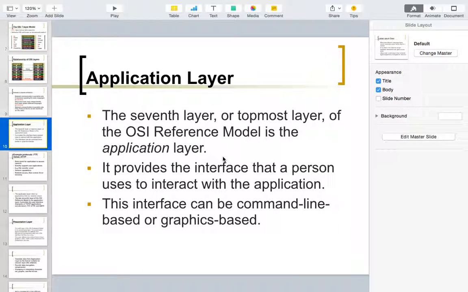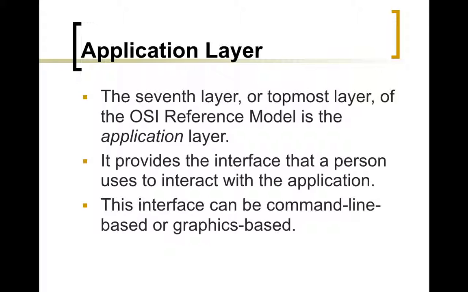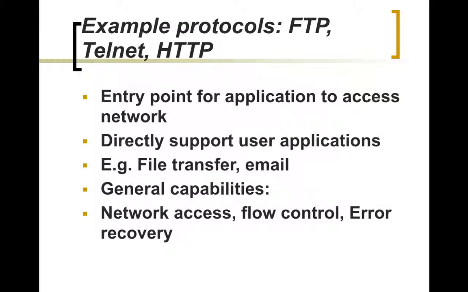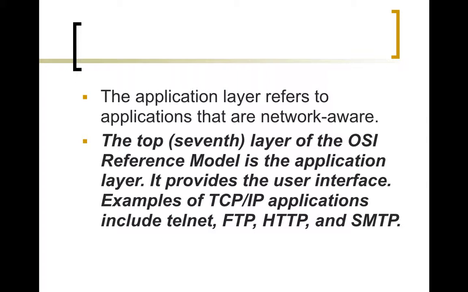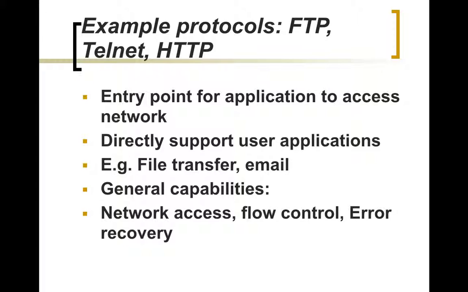Coming to the application layer, it is the topmost layer, and it provides an interface for the user to interact with data, to interact with the machine. It contains different protocols like FTP, Telnet, HTTP. FTP stands for File Transfer Protocol. Telnet is for remote desktop. HTTP is Hypertext Transfer Protocol. It basically acts as an entry point for applications to access the network, and each protocol works on a different port number. We'll be discussing port numbers in a separate video.